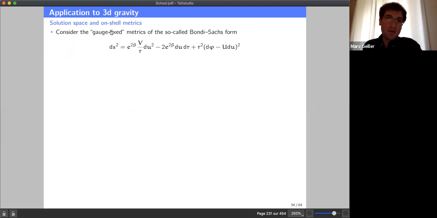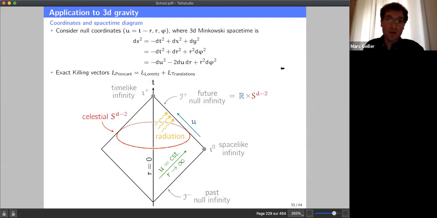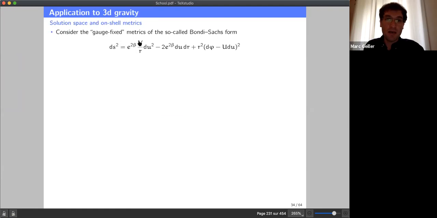I will explain a bit later today, or maybe next Monday, how we get this gauge fixed form of the metric. But essentially, you can think of this as using diffeomorphism freedom to pick 3 coordinates and put the metric in this form. Typically, we call this form of the metric the Bondi-Sachs form. So this is not the Minkowski metric in Bondi null coordinates, because here we have a function beta, a function V, and we have a function U here.